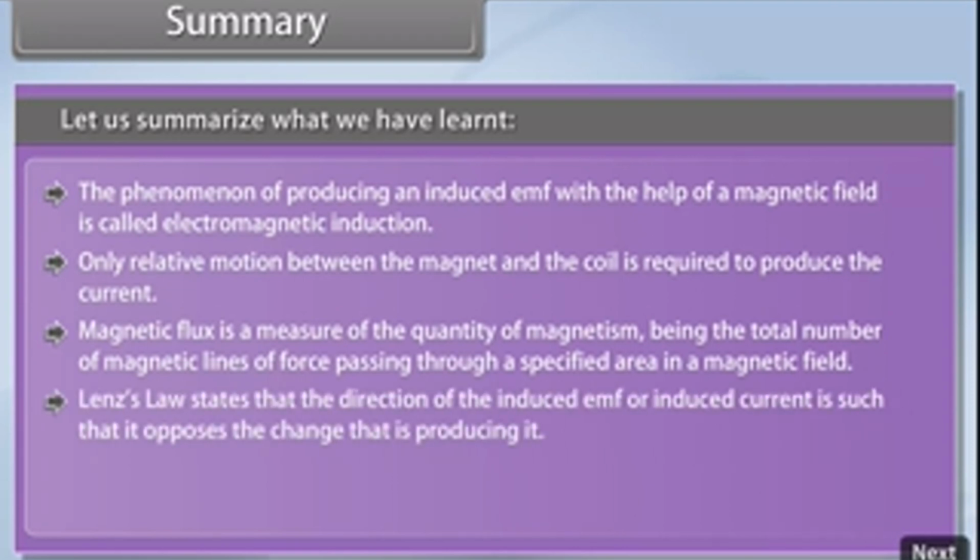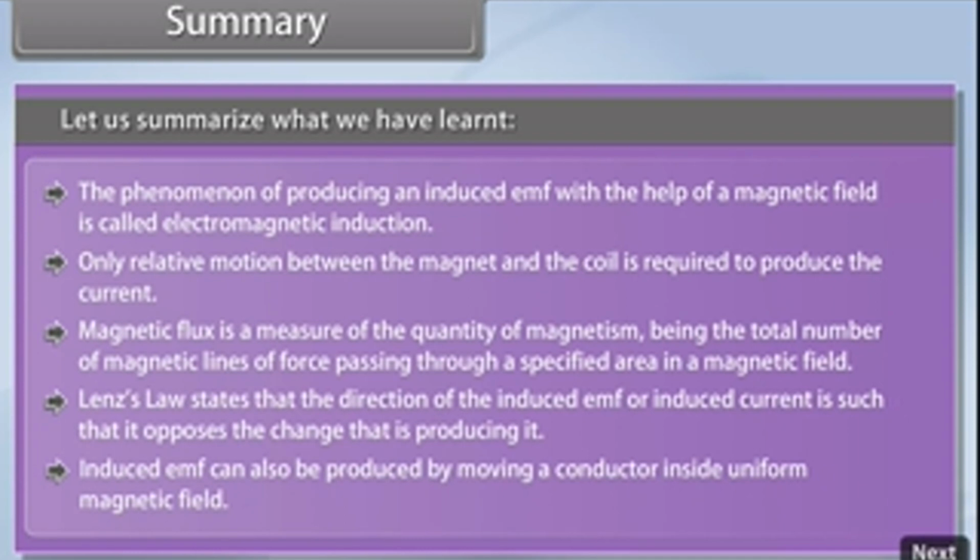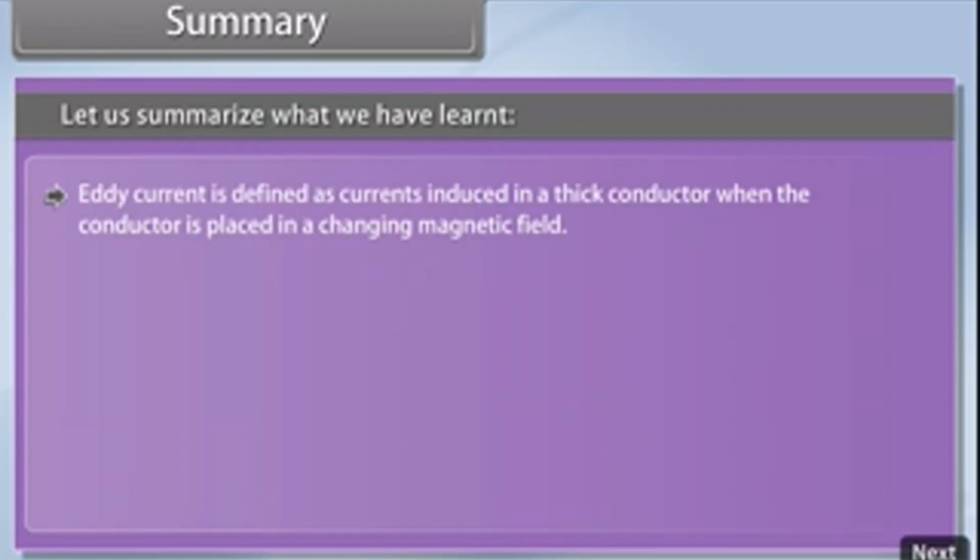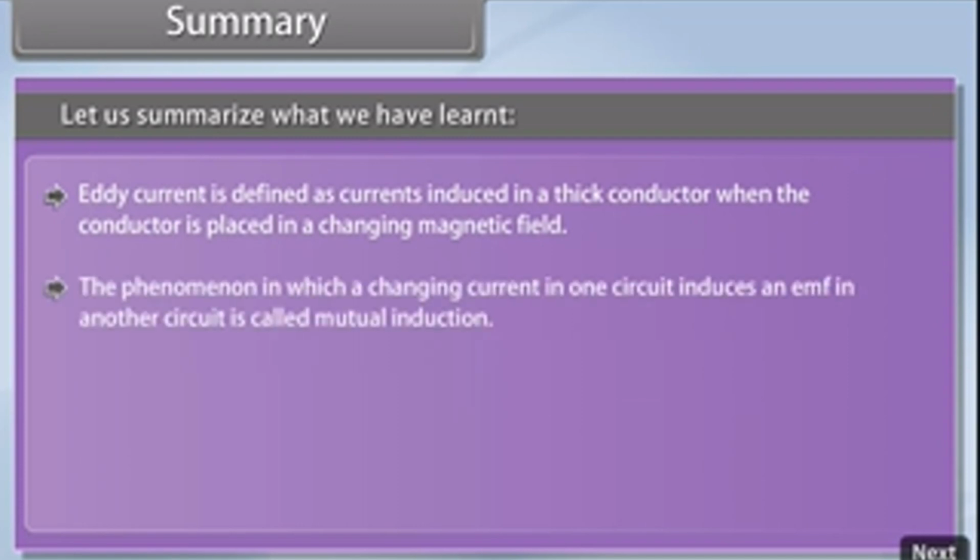Lenz's law states that the direction of the induced EMF or induced current is such that it opposes the change that is producing it. Induced EMF can also be produced by moving a conductor inside a uniform magnetic field. Eddy current is defined as currents induced in a thick conductor when the conductor is placed in a changing magnetic field. The phenomenon in which a changing current in one circuit induces an EMF in another circuit is called mutual induction.